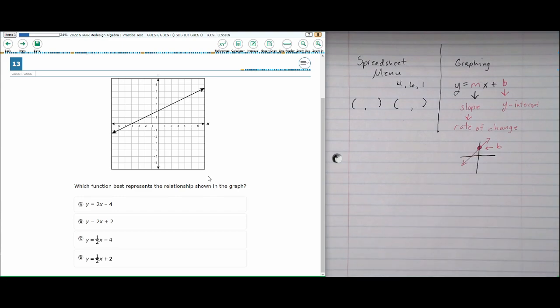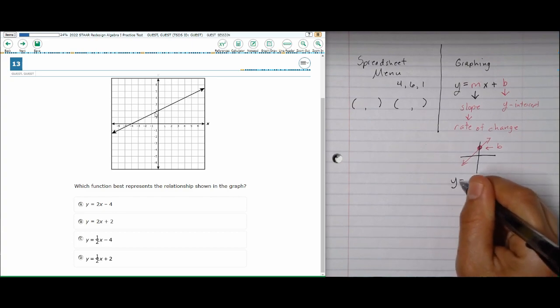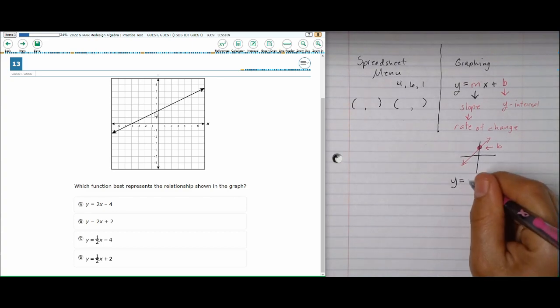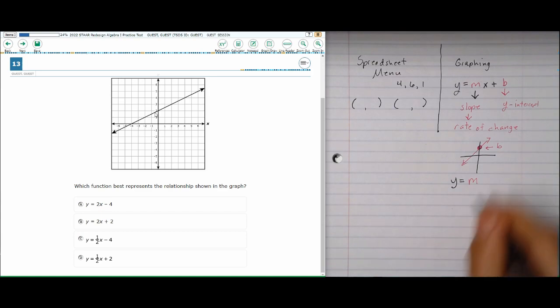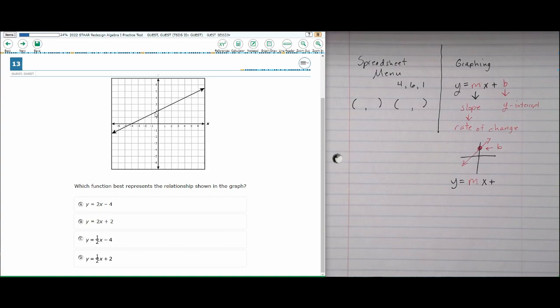Now that's important because we can look at this graph right here on a computer screen and see that it crosses right here at positive 2. That tells me that in this equation, even though I don't know what m is, I don't know what the slope is, I do know that my y-intercept is going to be plus 2. The reason I know is because it crosses right here at 2 on the y-axis.